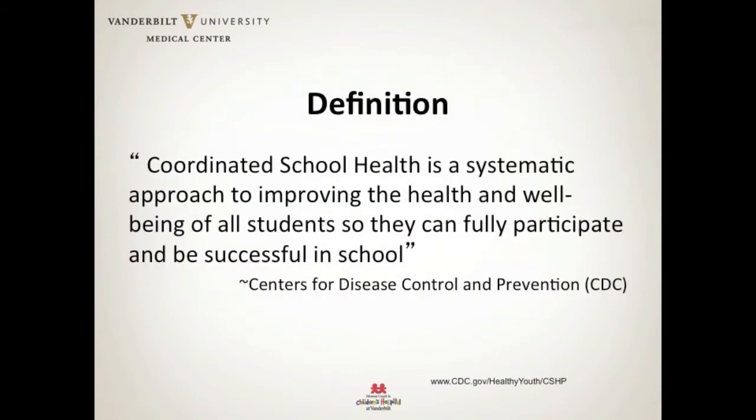Before we begin, it's really important that we all have a good understanding of what coordinated school health is. So in order to do that, I'm going to provide a definition from the Centers for Disease Control and Prevention. According to the CDC, coordinated school health is a systematic approach to improving the health and well-being of all students so they can fully participate and be successful in school. It's a collaborative effort among school administrators, teachers, cafeteria staff, students, families, and communities. It involves the assessment of current student health needs, setting priorities, as well as planning, implementing, and evaluating all health-related activities.